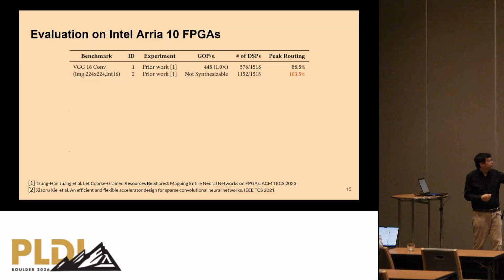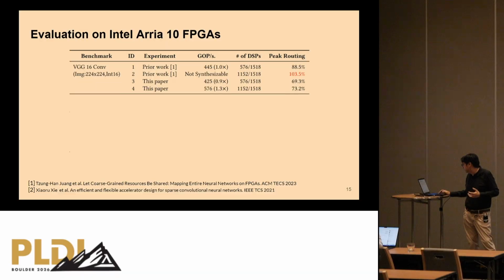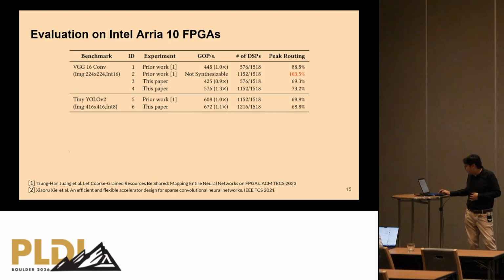So you can see if they do not use too much DSP, it's routable and can be synthesized. But if they use too many, like more than 1,000, the peak routing congestion is over 100, so it's not synthesizable. But with our approach, we can synthesize that with the same amount of DSP. Of course, we sacrifice something because we need to read the instruction first, so the performance is lower.